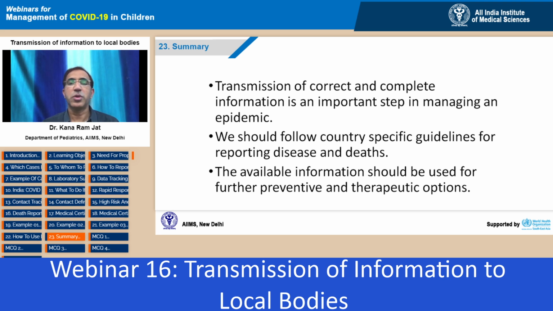We should follow country-specific guidelines for reporting disease and deaths. The available information should be used for further prevention and therapeutic options.